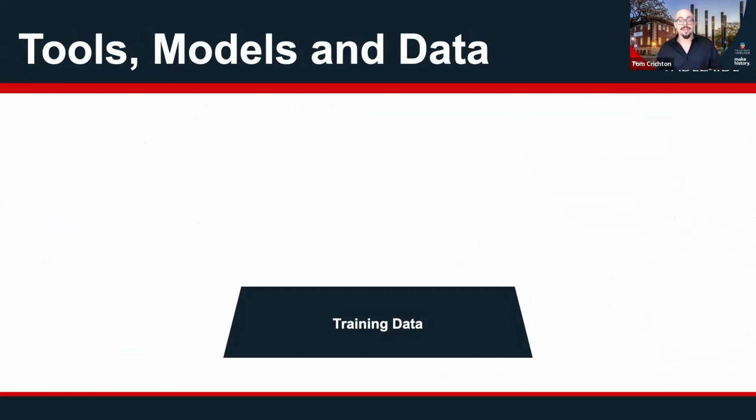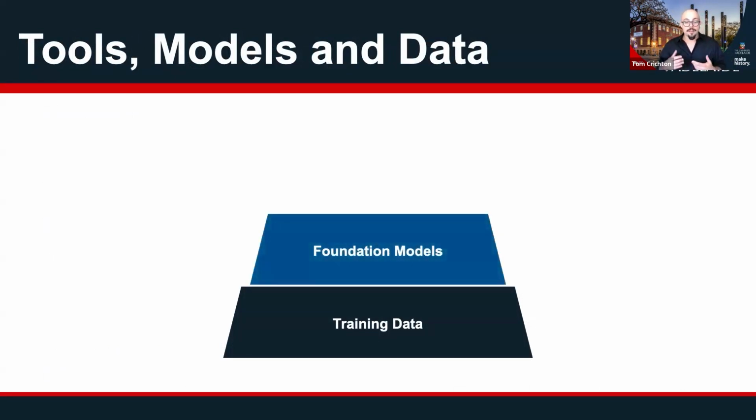To start off with, we have training data. This is the data that is used through the machine learning and deep learning processes to teach the AI how to do a particular thing. The training data is fed into foundation models. A foundation model is the AI model that has learnt through training how to do something.